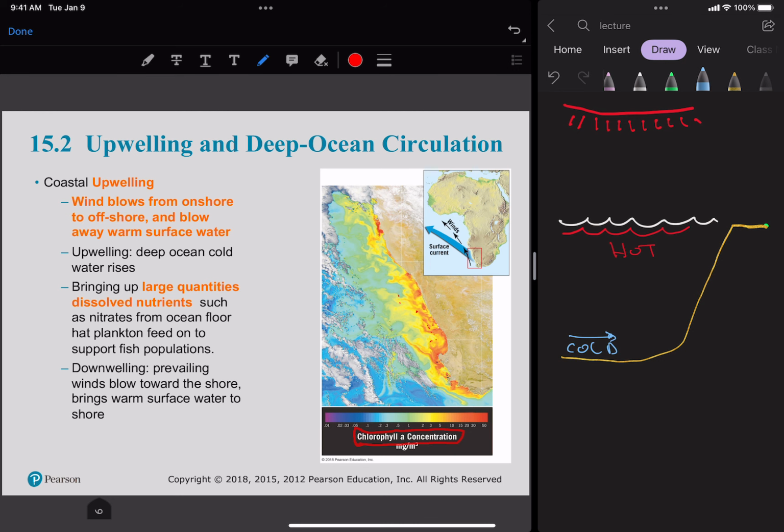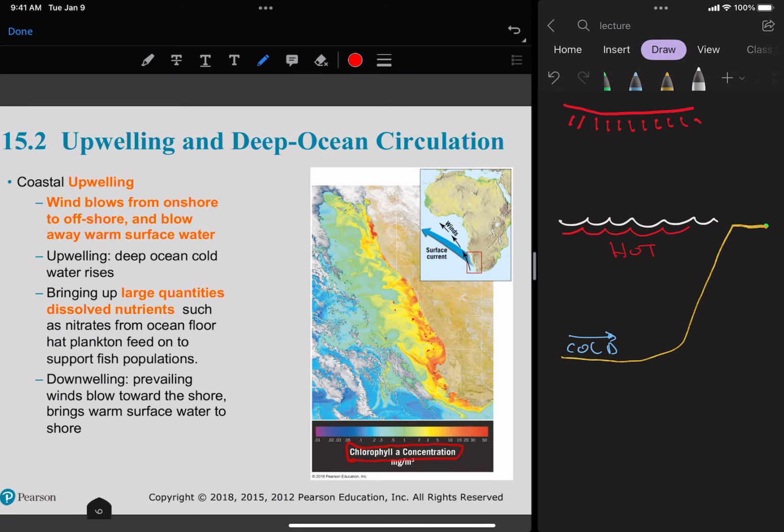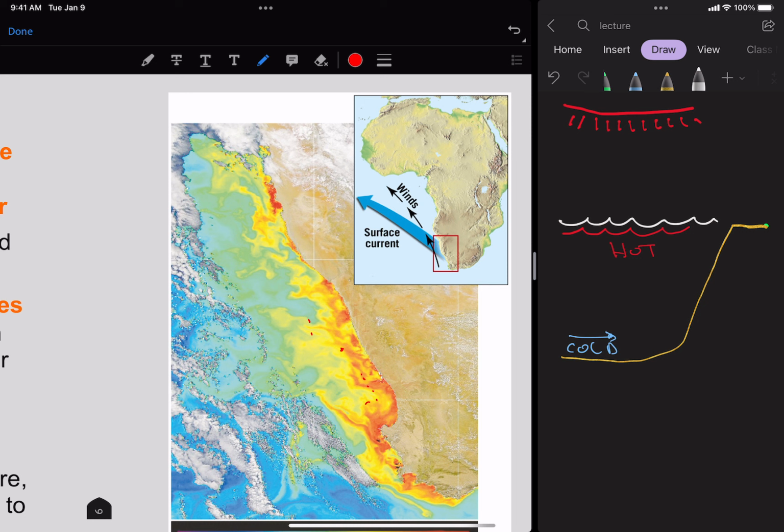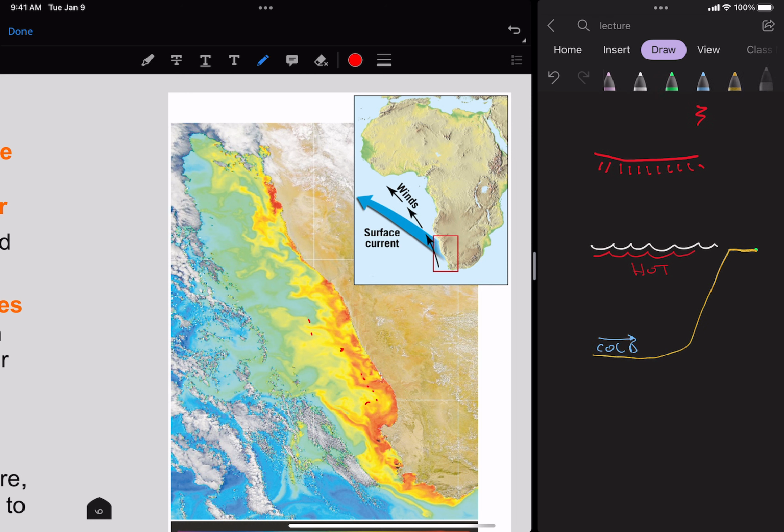But now let's say that at this location, if you're looking at here, there's a prevailing wind off the coast of Africa, and let's see what effect this is going to have. So we have this prevailing wind that is constantly blowing from onshore to offshore. And what the wind is going to do is grab that warm water and drag it along with it. So as the wind blows, it's going to take the warm water with it, and push it away from shore.